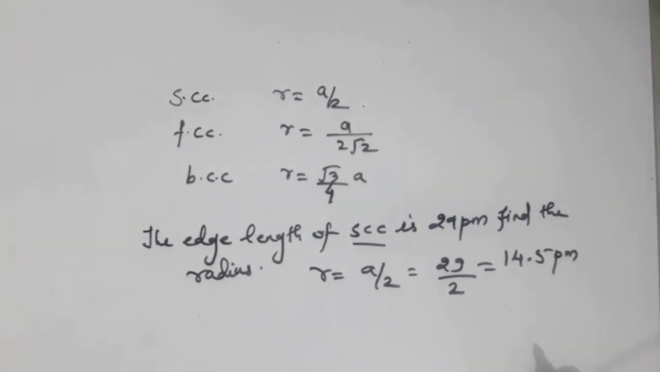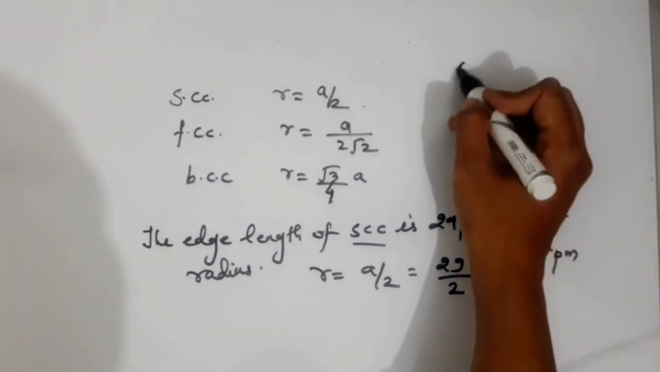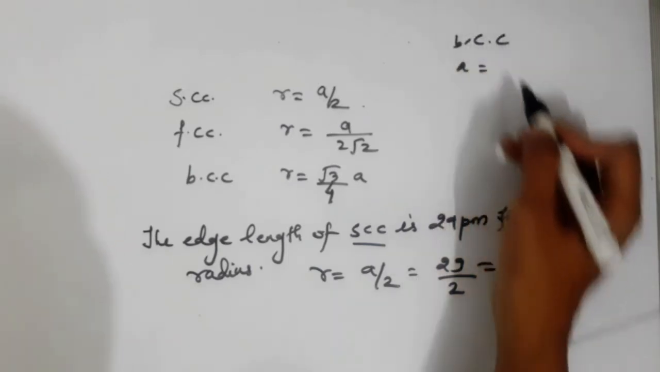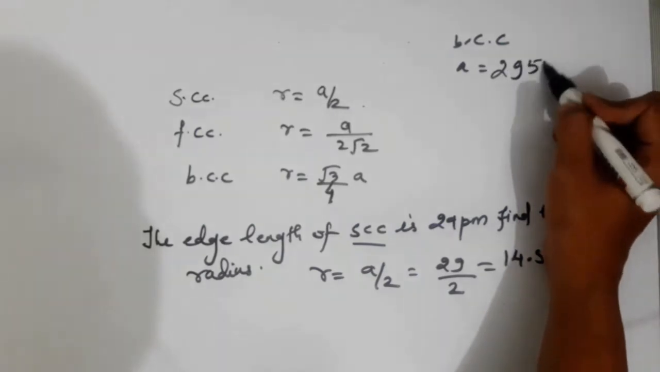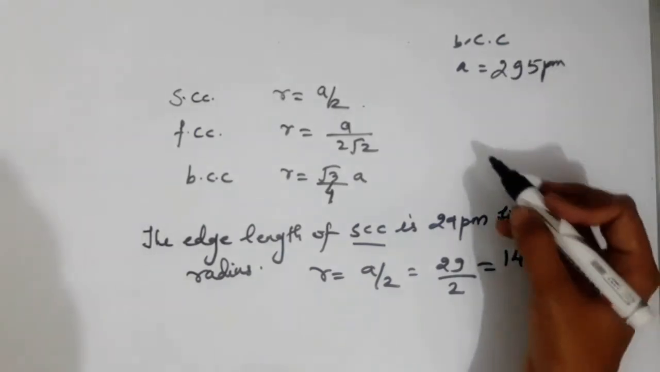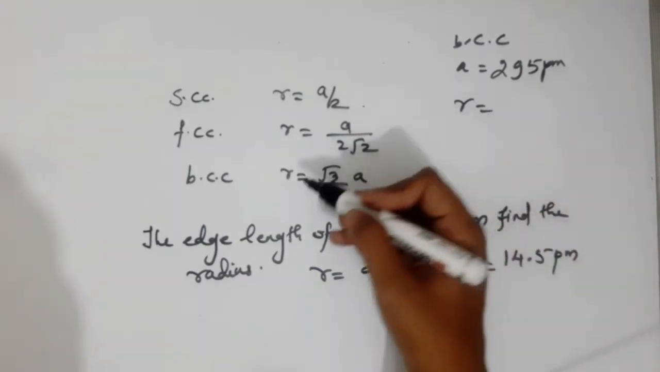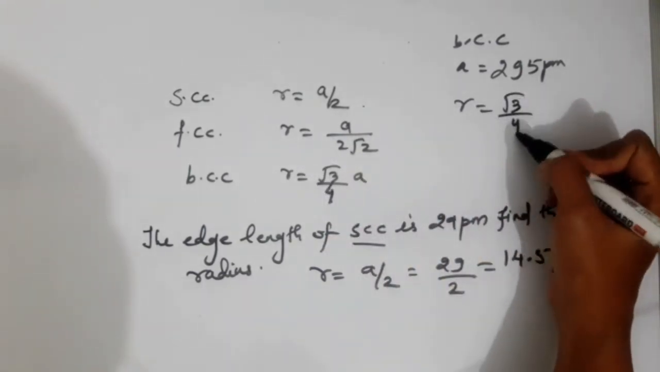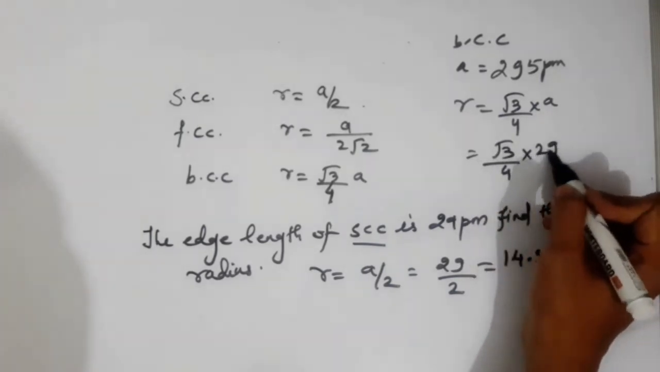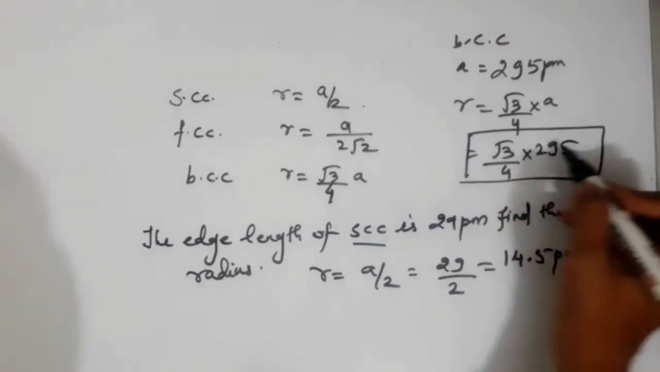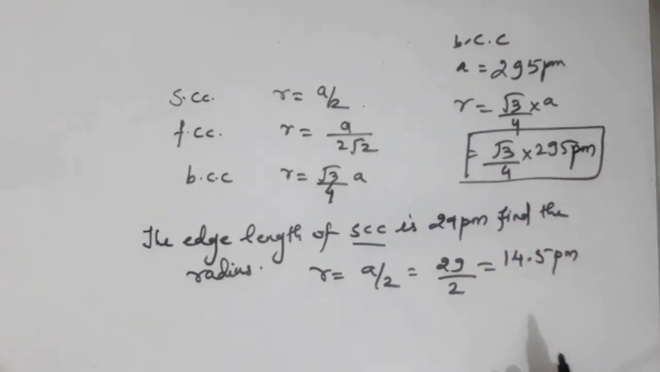Another question can be asked from BCC. Suppose a crystal forms a BCC lattice and has an edge length of 295 picometer. Now you will have to calculate the radius. So for r in BCC, we have root 3 upon 4 a. This is equal to root 3 upon 4 into 295. Whatever the answer will be, that would be the radius. So this is another format of numerical question that can be asked from this chapter.